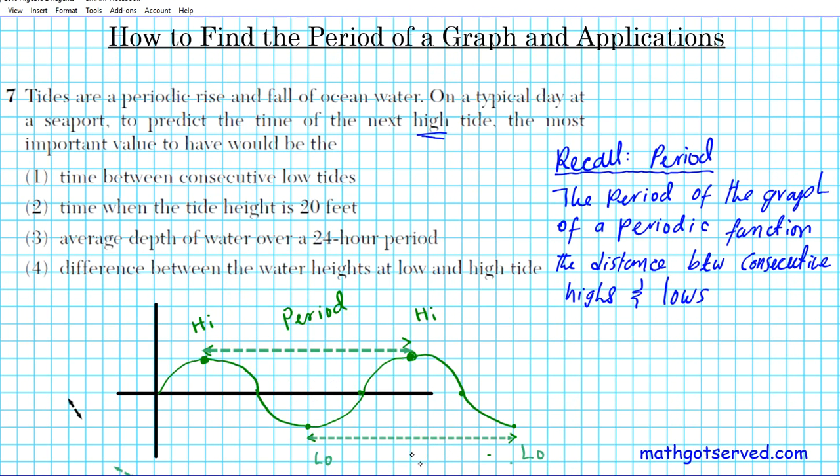So if this were, let's say, 3 hours, guess what? The distance between the highs will be 3 hours also, because that's the nature of periodic functions. The answer to question number 7 is option number 1 because it looks at the time between consecutive lows, which is the same thing as the distance between consecutive high tides.